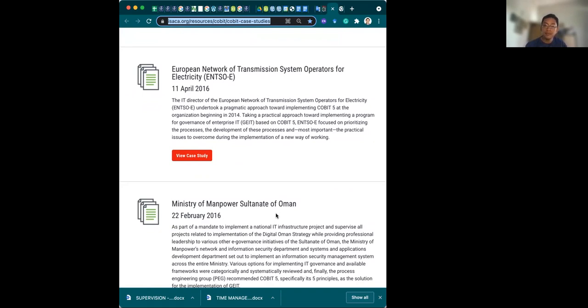Sir, maybe I'll just create a Google spreadsheet link later for each group representative to fill in which case study they choose, sir. Yes, great. But you need to decide who is first, because the first to fill in will get the first case study for sure. Okay, sir. So to make sure that all of the groups will have different cases, right? Great. Anything else?